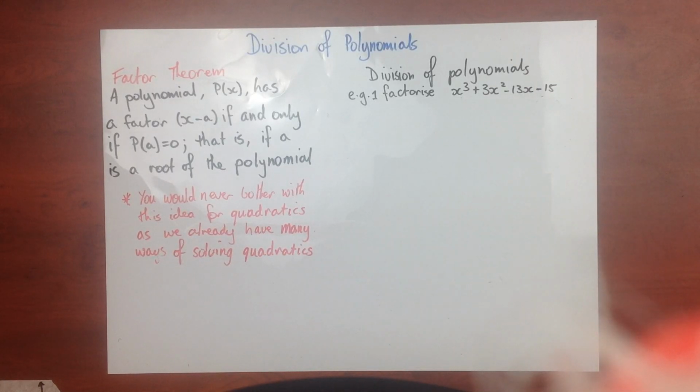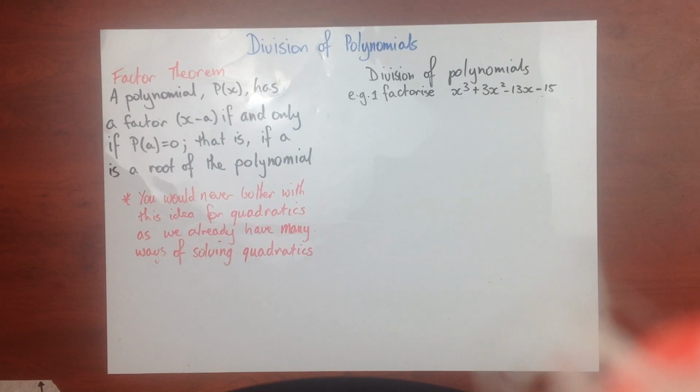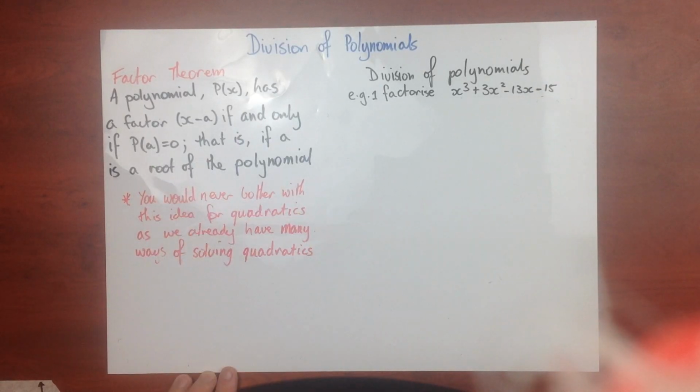Because remember we've looked at a couple of ways already of factorizing cubics or higher ones like quartics as well. But they're only really specific cases that we looked at. This will work for any of them. So what we've got to do first though is find this factor.